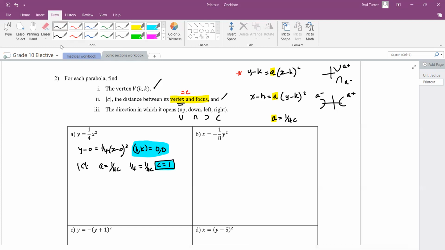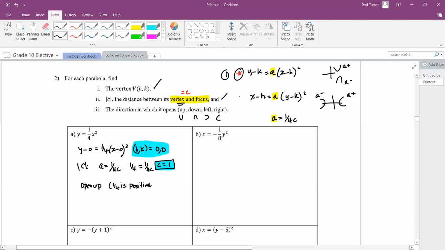And lastly, we want to find the direction which it opens: up, down, left or right. So this is going to open up, because the a value, which is a quarter, is positive. And it's of the first form here, form number 1. So the graph is going to be opening upwards.